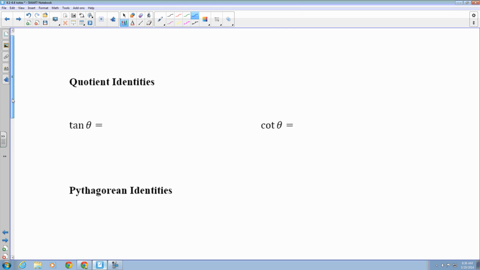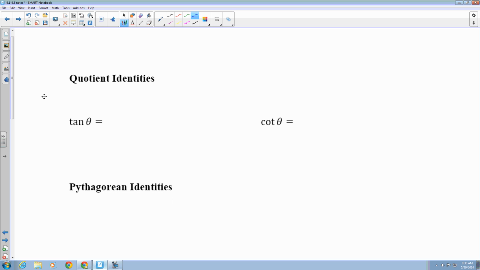Also, a couple of quotient identities. We've kind of been using them when we used the unit circle in the last section. Tangent was y over x. Y corresponds to sine. X corresponds to cosine. So it follows that tangent is sine over cosine. And cotangent is a reciprocal, which would be cosine over sine.